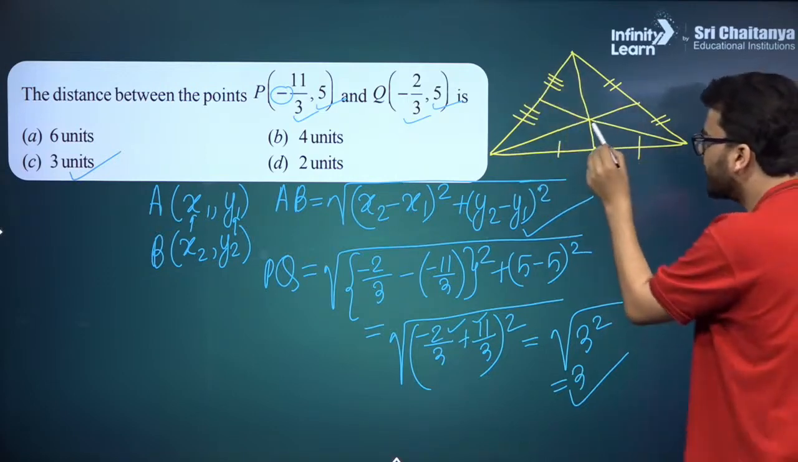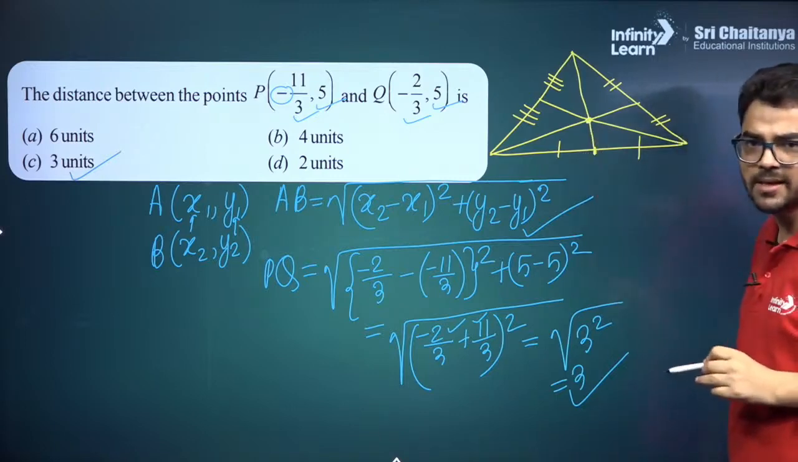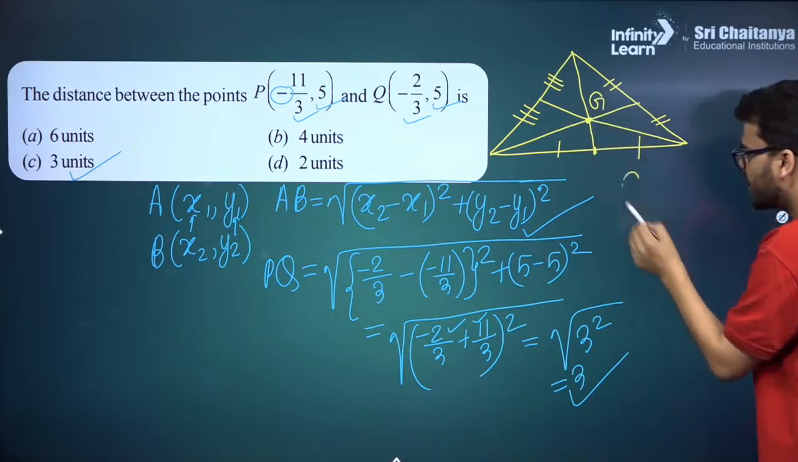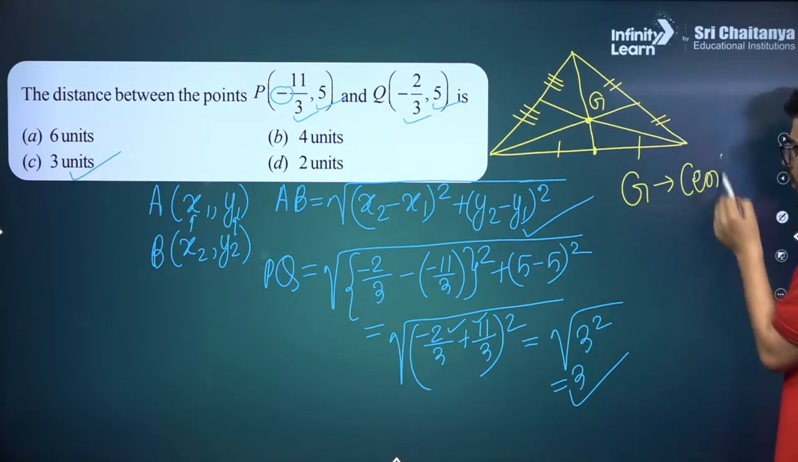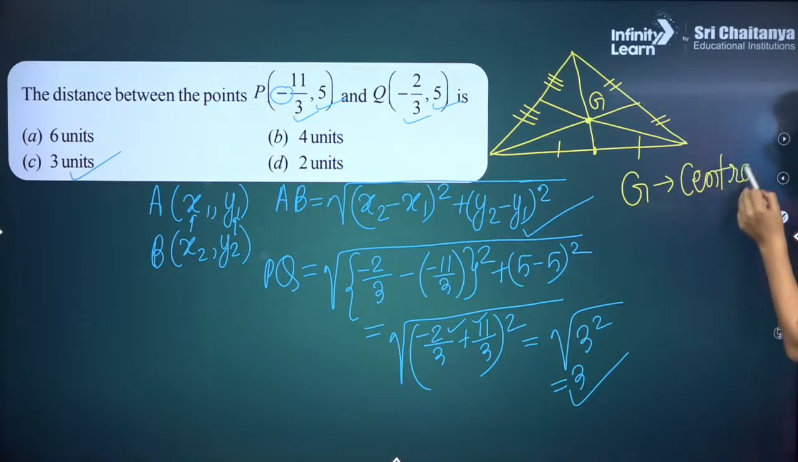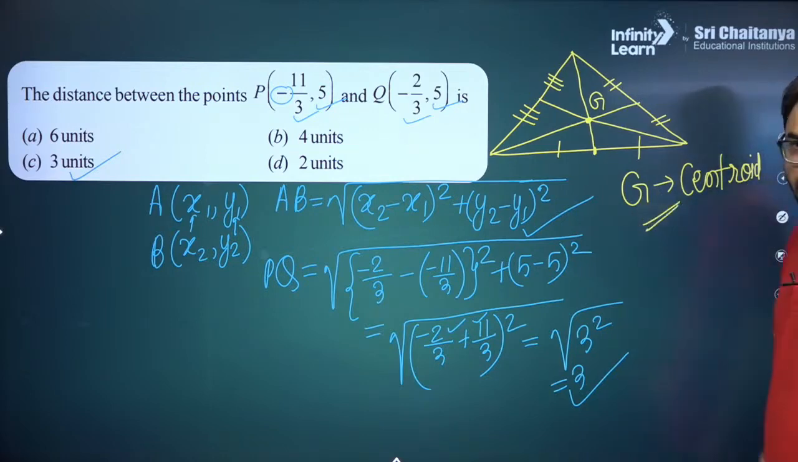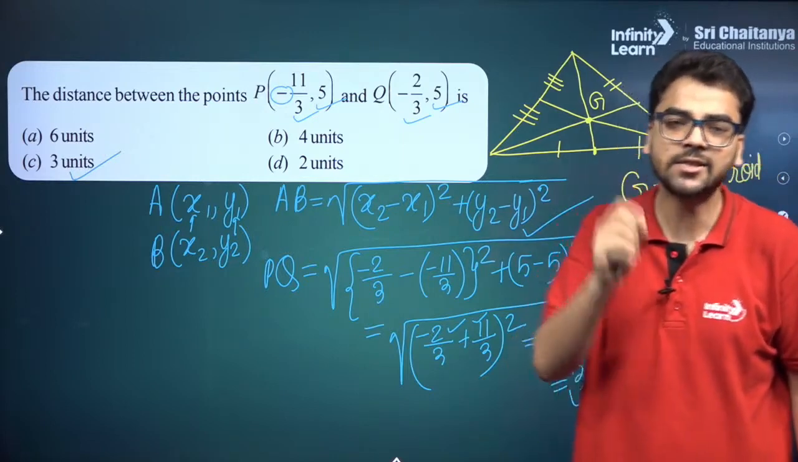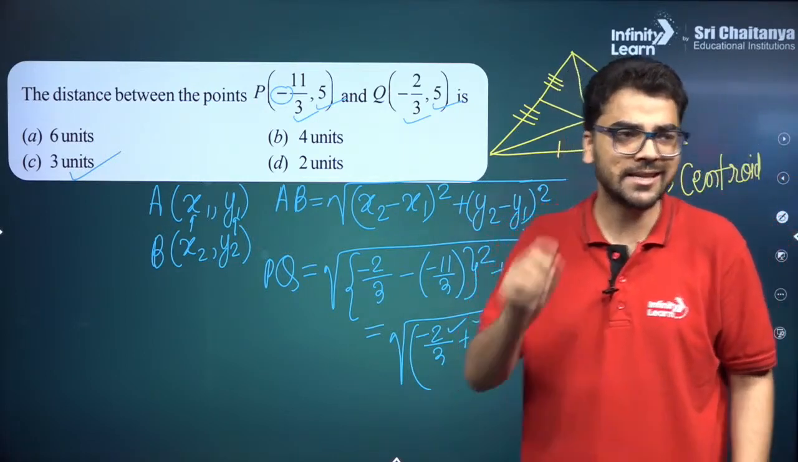And the point of intersection of the medians is represented by G, right? The point of intersection of the medians of a triangle is called its centroid. I am not going deep into that. There are other concepts in the centroid as well, but at least I can show this concept to you. The point of intersection of the medians of a triangle is called its centroid. Is this clear to everybody?